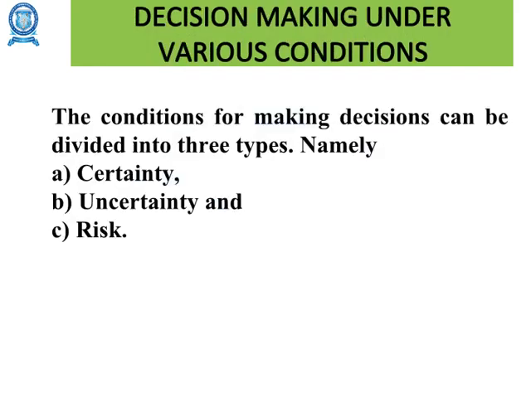Lastly, we will see the conditions under which decision making is done. These conditions also act as barriers in decision making. The conditions for making decisions can be divided into 3 types. First condition, certainty. Second, uncertainty. Third condition is risk.